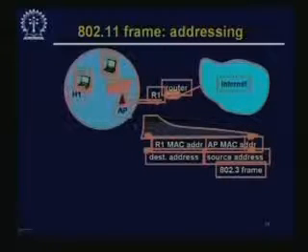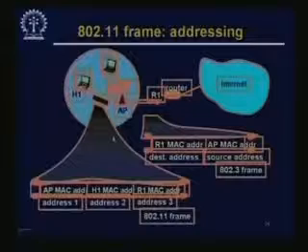So, this is the picture. Originally we had just the destination and source address. When you are sending from a wireless host, you have the AP MAC address, the host MAC address, and the router MAC address. These are address 1, address 2 and address 3.